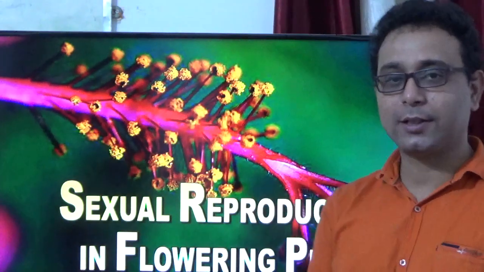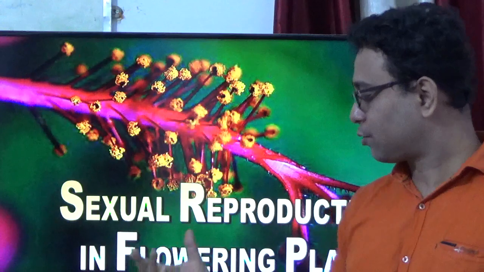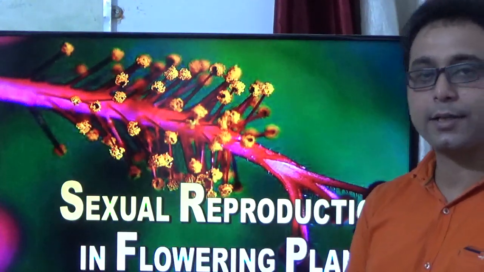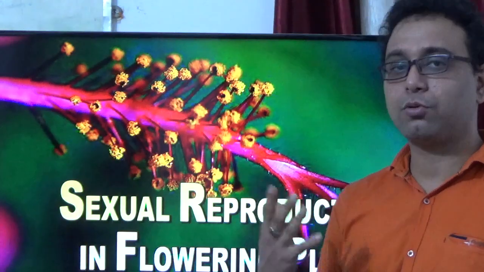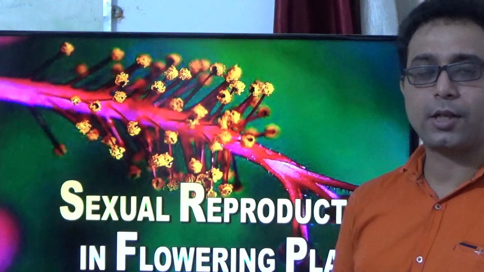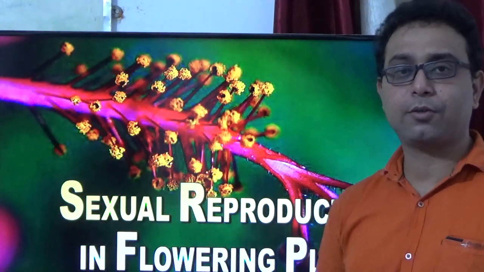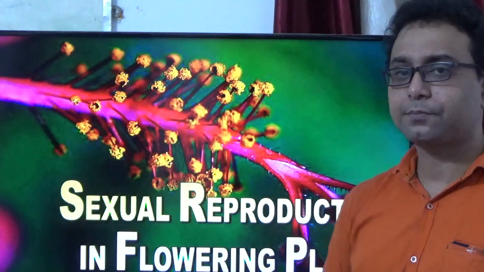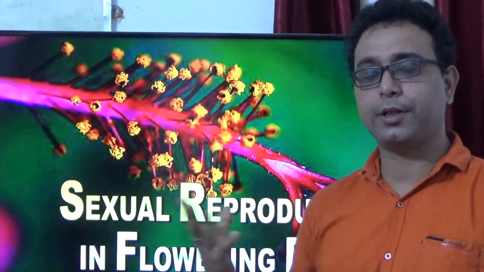So today we discuss the most important chapter in class 12, that is sexual reproduction in flowering plants. Last day we discussed two topics. On the first day of this chapter we discussed the structure of the androecium, and in the last class we discussed the structure of the gynoecium. But now today is the class for pollination.